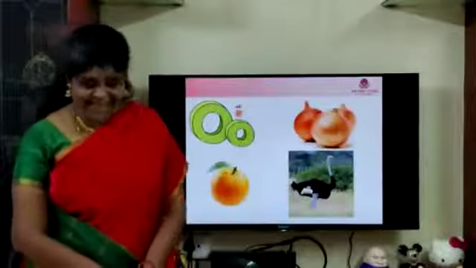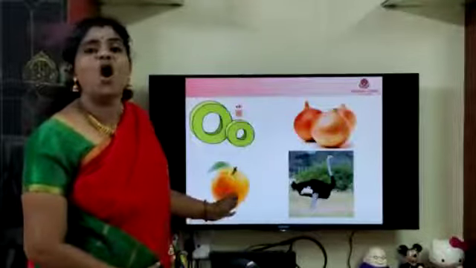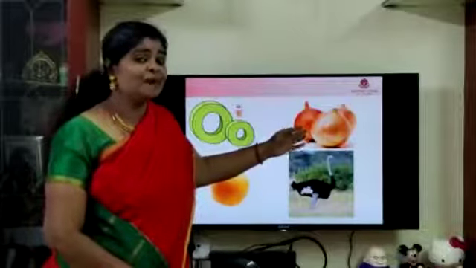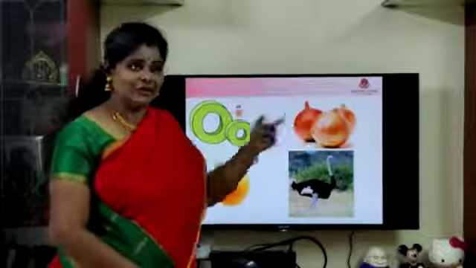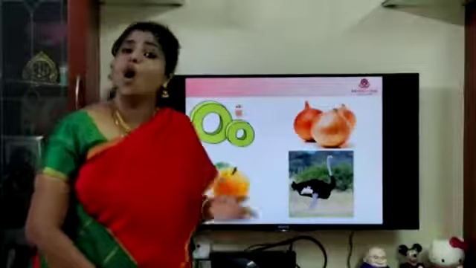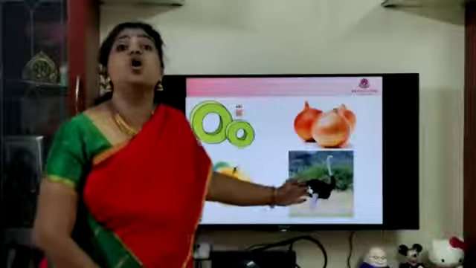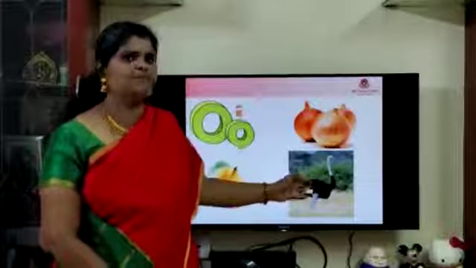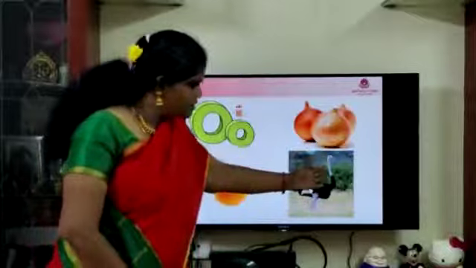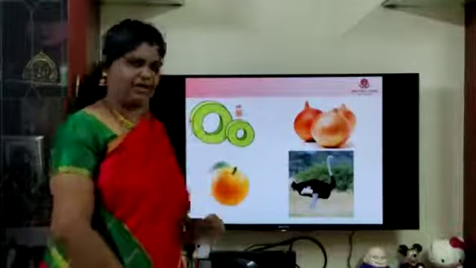You know that? Yes. It's an orange. Orange. What happens when your mommy cuts this vegetable? You get tears, right? Onion. What is it? Onion. You know this bird? This bird is ostrich. Can you repeat? It's a new word, right? Ostrich. See? The neck is so long. The bird is ostrich. Okay?